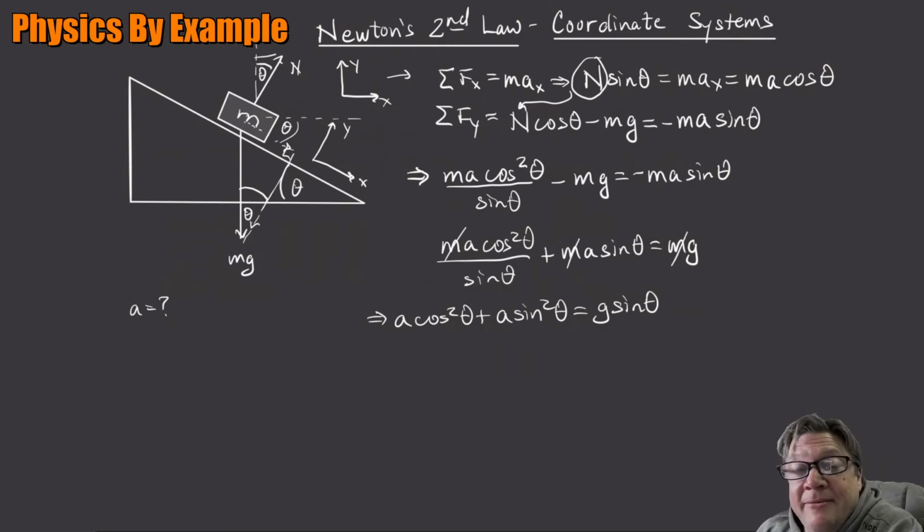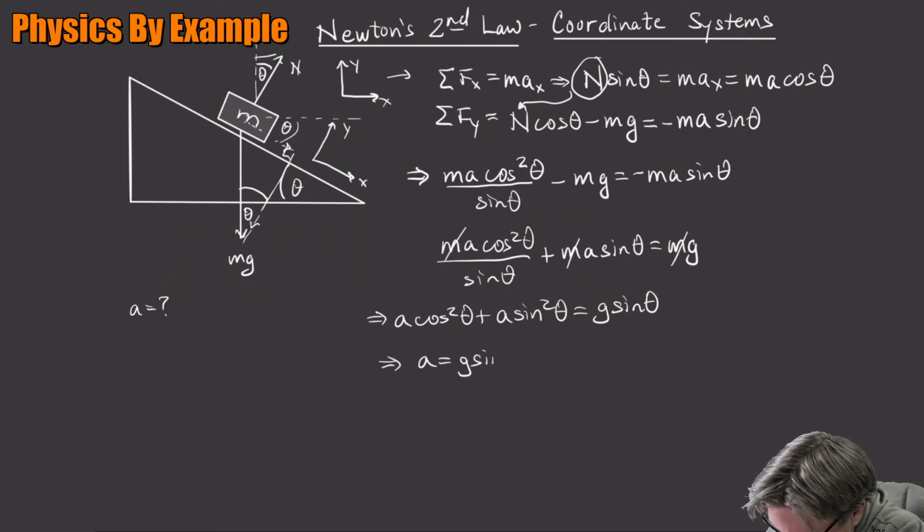Well, you know that, right? That should be ringing some bells. That's 1. So it's just a. So what we get out of all this is just a is g sine theta.